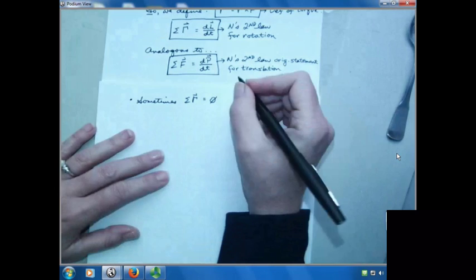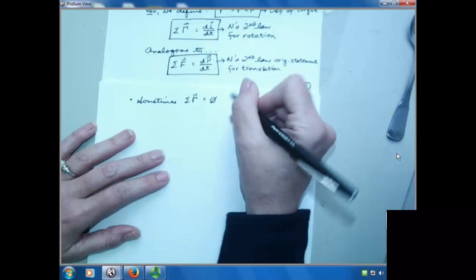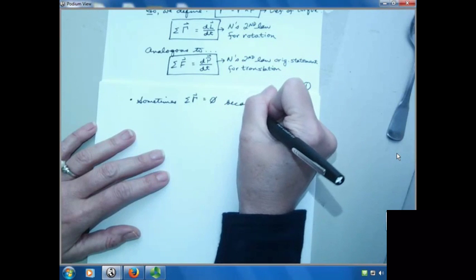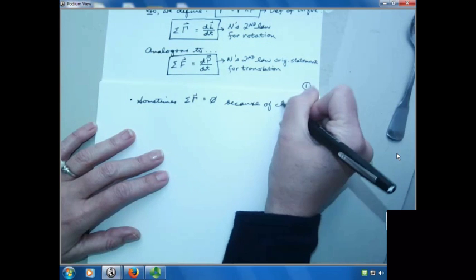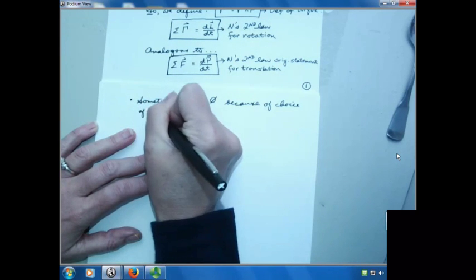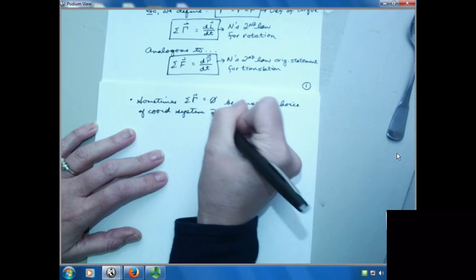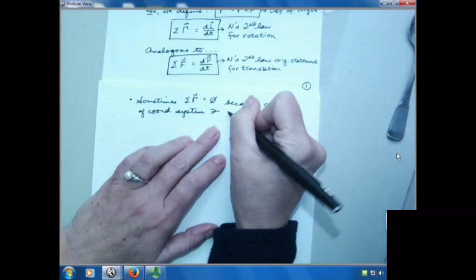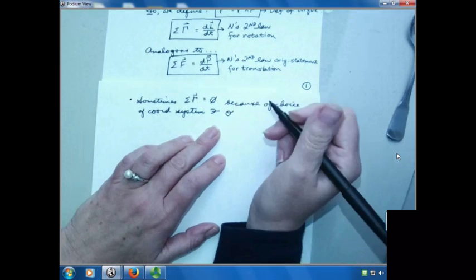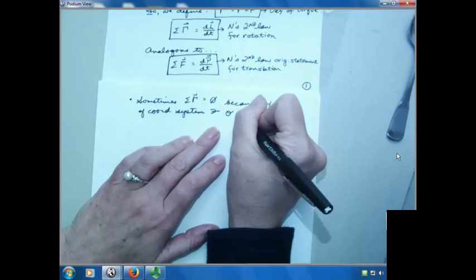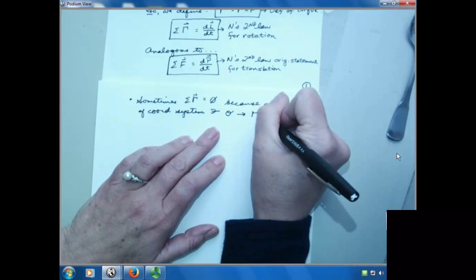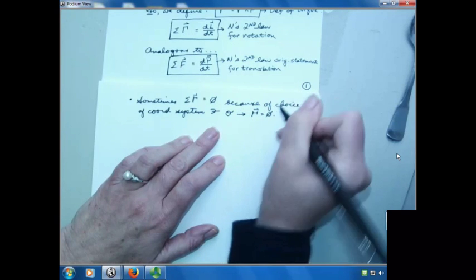Sometimes this happens because there are no forces acting, but sometimes it happens because of a choice of coordinate system, such that the origin is chosen in a way that yields the torque to be zero.